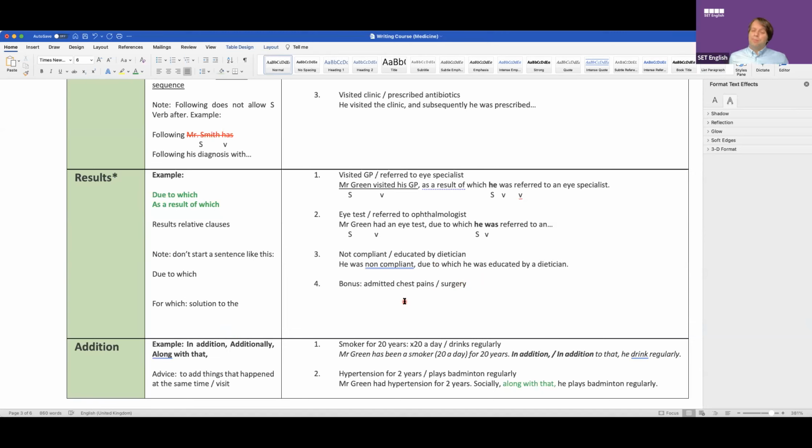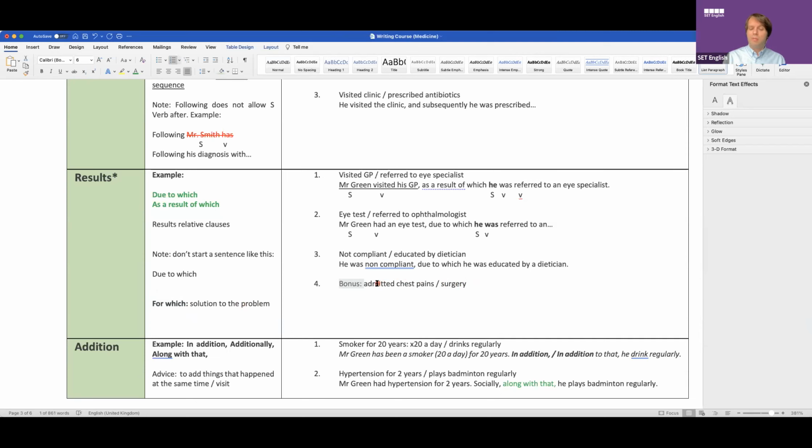It's usually used for medications and treatments, not education. I think here, educational solutions, it doesn't sound right. Think about, for which he was prescribed. For which he was given surgery, treatments, and so I'll put solution to the problem. Usually medical. Okay, so this one, admitted chest pain surgery.